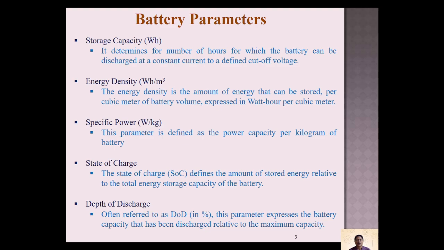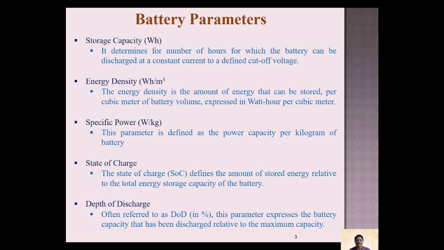One by one we will see the storage capacity. It is measured in Wh, that is watt hour. It refers to the number of hours for which the battery can be discharged at a constant current to a defined cutoff voltage. So how much power is available in the battery to supply for how many hours. This is the storage capacity of the battery.